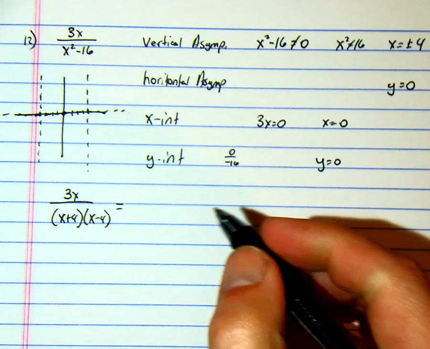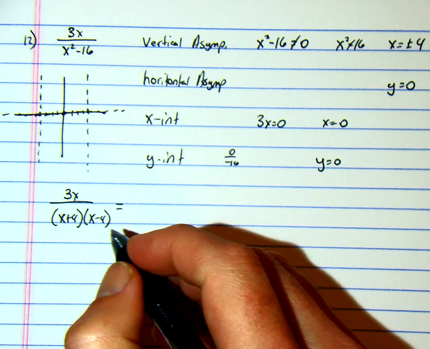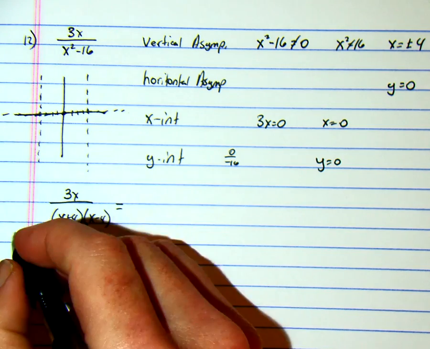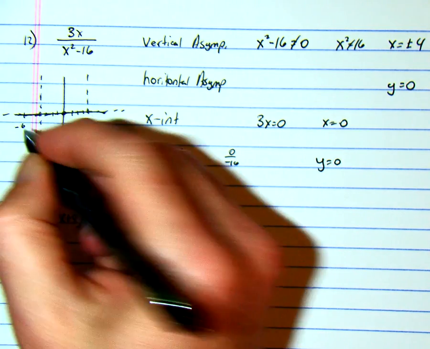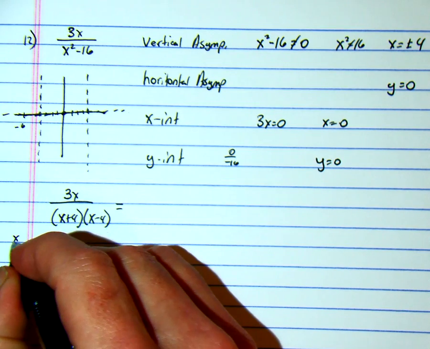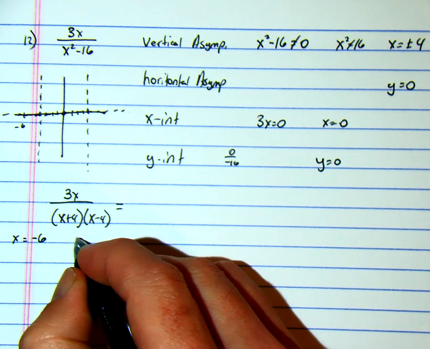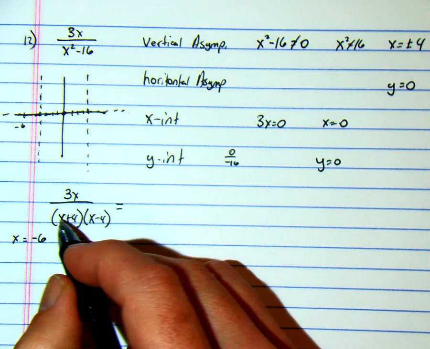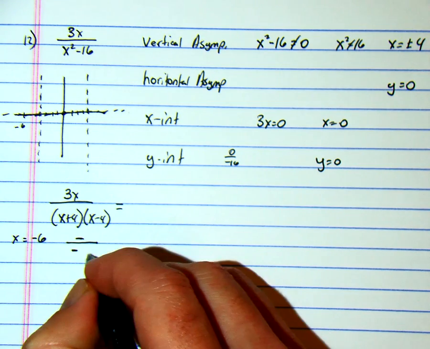Okay? And the sign test is just that. I'm going to plug in signs for something over here to the left of negative 4. So let's use x equals negative 6. If I take 3 times negative 6, that gives me negative 18. Negative 6 plus 4 gives me negative 2. Negative 6 minus 4 gives me negative 10.